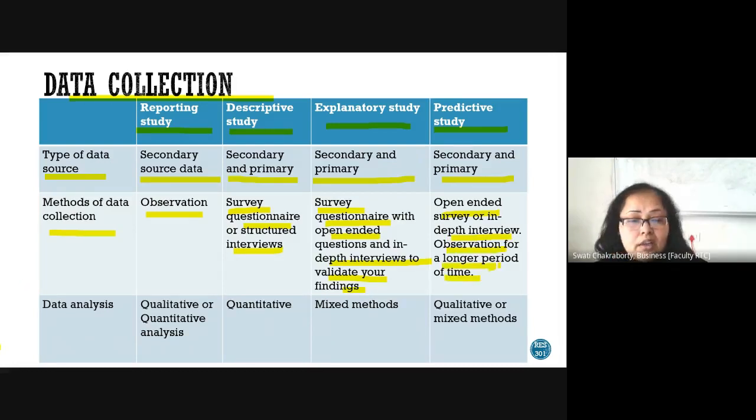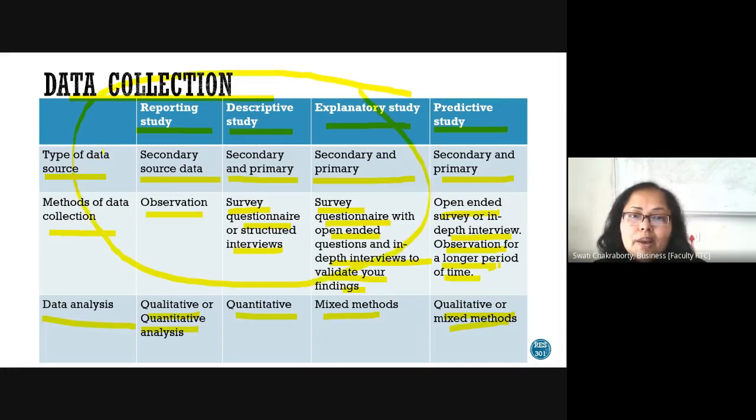Okay. For data analysis, in a reporting study, it's qualitative or quantitative analysis. For descriptive study, it's quantitative analysis. For explanatory study, it's mixed methods. For predictive, it's qualitative or mixed methods. So this table is very important. Depending on the type of study, you will choose the type of data source, methods of data collection, and data analysis. This will help you when you do your project or your research, right?